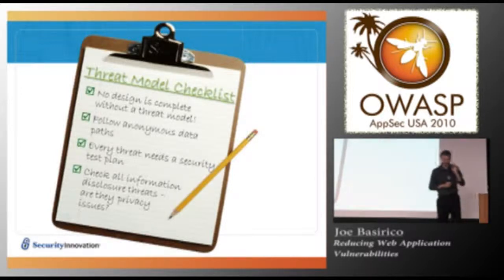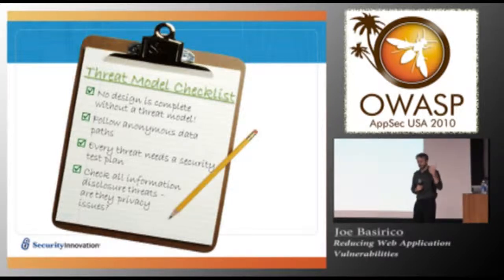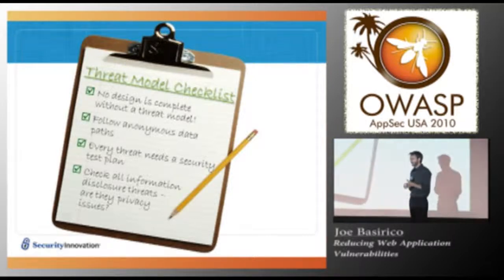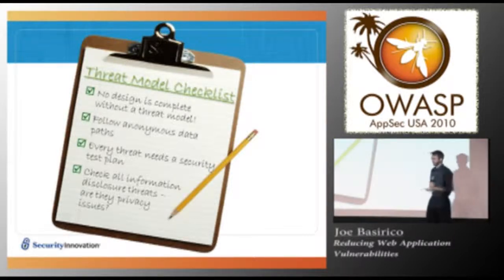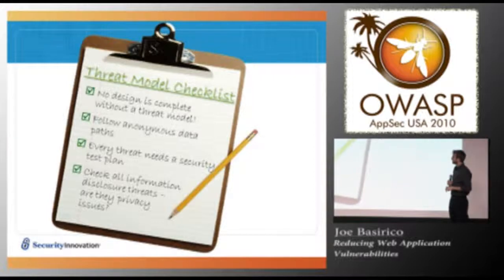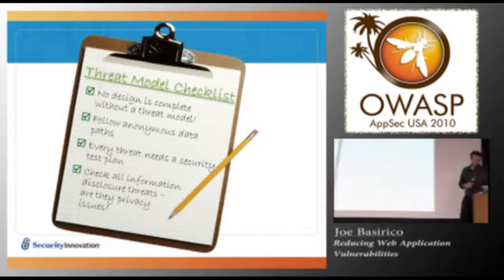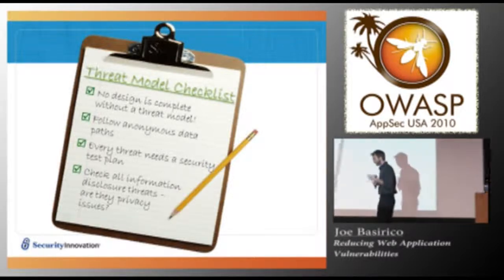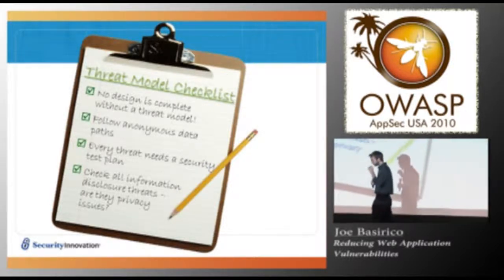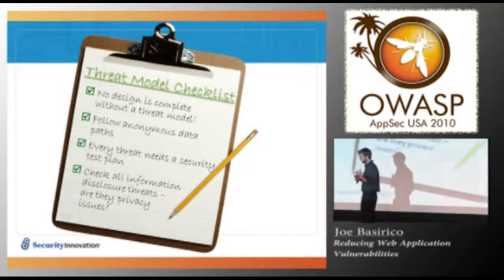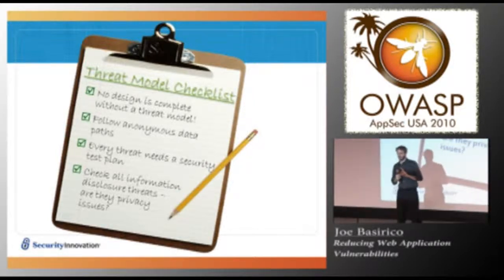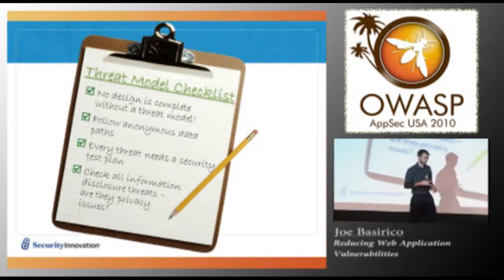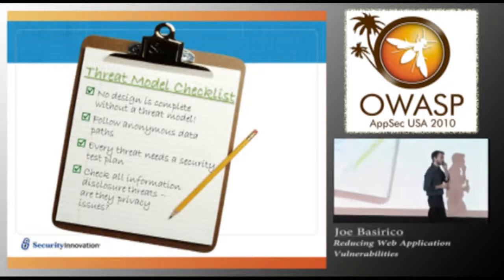Every threat needs a security test plan. That means that you need to be able to validate or ensure that this test plan is actually going to be validating the threats. And then check for all information disclosure threats, right? We talked about information disclosure a little while ago, but essentially this is in the form of error messages, or other sorts of information disclosure as far as data quality goes and things like that. So, yeah.